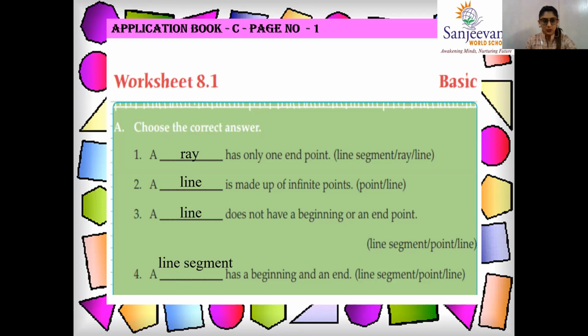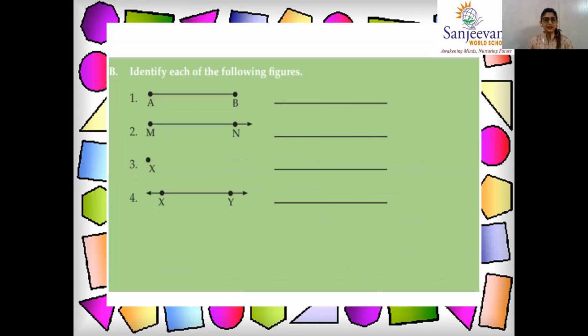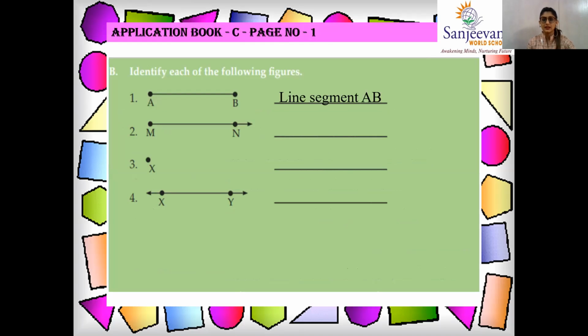Now going ahead with question number B. Identify each of the following figures. Now look at this figure 1, AB. Both the sides there are end points. What is this figure known as? Correct. It is known as line segment AB. Now remember, whenever you have to identify a figure, you have to name the figure also.